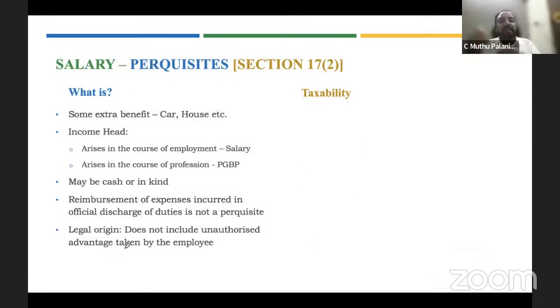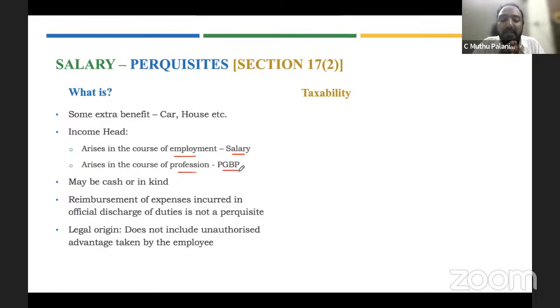Now we are moving to the next major part in salary. There will be a lot of things that need to be covered under perquisites. When you say perquisites, it's of course an extra benefit given in the form of something that is non-monetary. It could be a car, it could be a house, or it could be anything. These are called perquisites. If it is in the course of employment, it is covered under salary. If in the course of business, it is covered under PGBP.